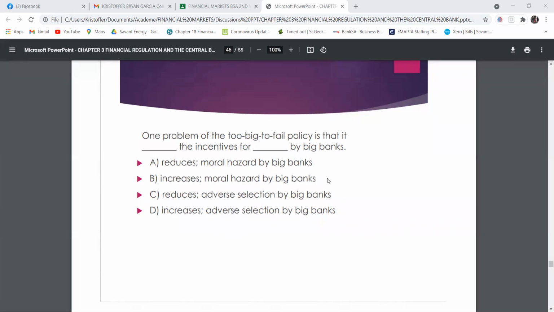Doon sa too big to fail policy, by definition, sabi nga, 'di ba? Sorry, sir? So ano yung based doon sa definition ng too big to fail policy, ano yung ginagawa ng government if ever nahihirapan na or nandoon na sa failure yung mga big companies? They will support. They will support, sir, yes, because they cannot allow very big firms. That's why they regulate or they envision the possible risks. Tama. Okay. So how do you explain the answer that it increases the incentives for moral hazard by big banks?